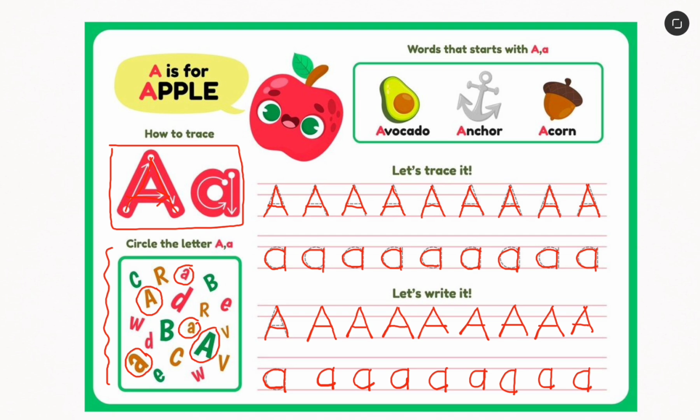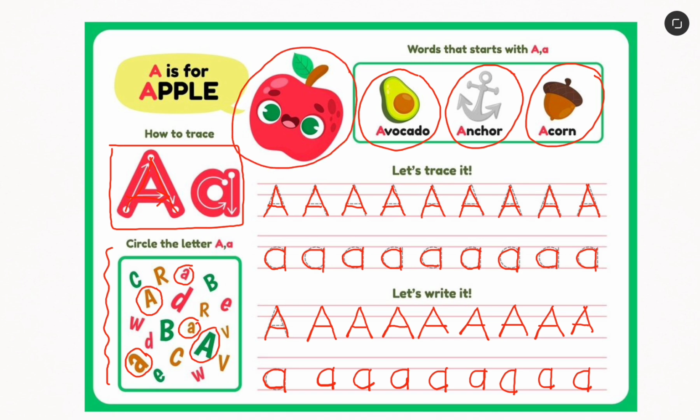So thank you so much for watching. This is how we trace the alphabet A, and this is how we write it ourselves. Now practice on your own and get used to how to write the alphabet A. We have A for avocado, A for anchor, and then A for acorn. We also have A for apple.